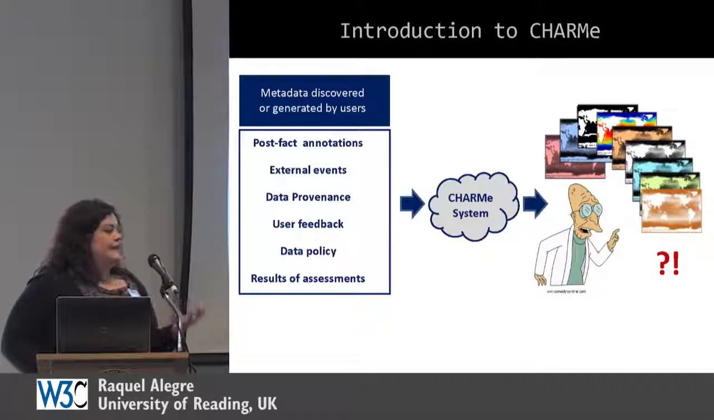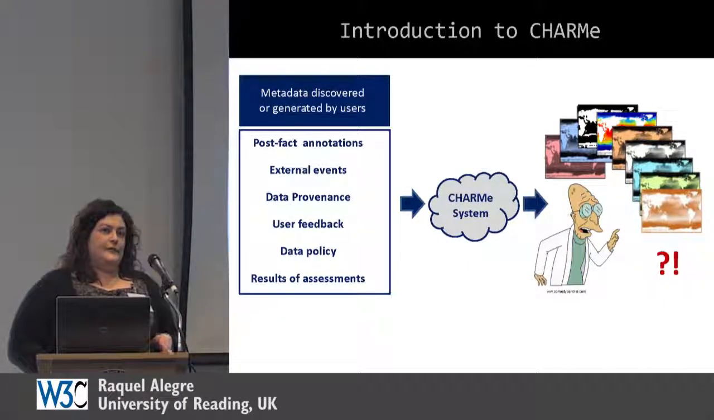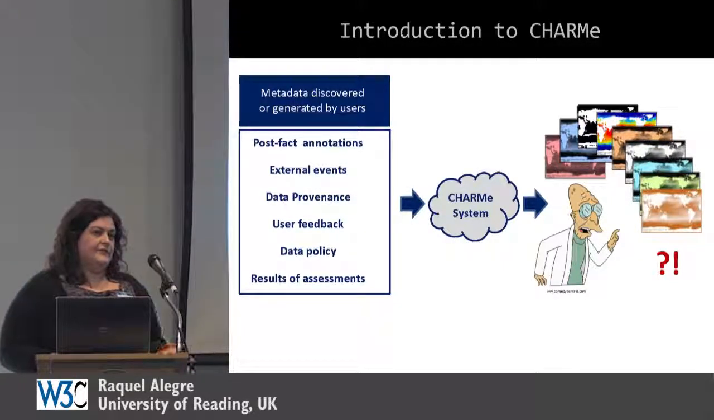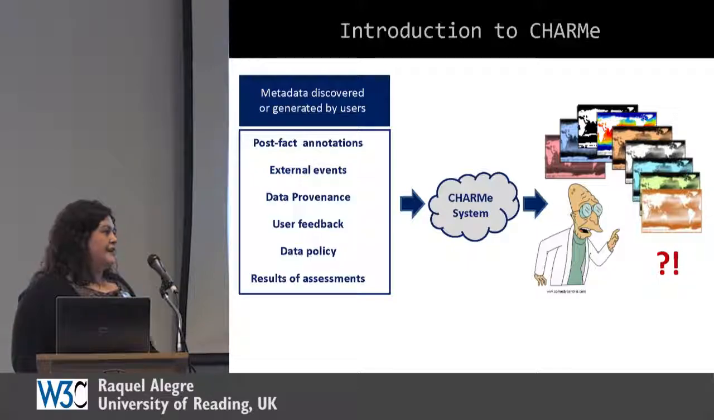So scientists often go to data provider sites and look for data, and they fill in a search form, and data providers come up with a huge list of results, and it's very difficult for them sometimes to know which is best for them to use for their specific studies.